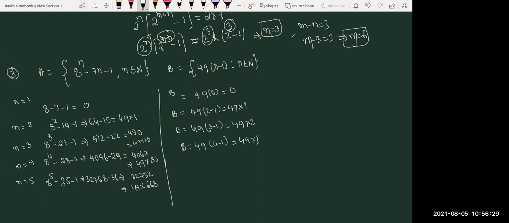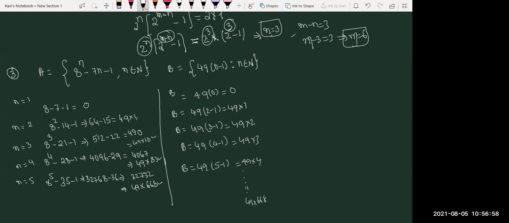So this side B equals 49 into 4. Now my question is, here, in the A set we have 49 into 1, 49 into 10, 49 into 83, 49 into 668. But the B set has continuously 1, 2, 3, 4 and so on. Somewhere we'll get 49 into 668 also.